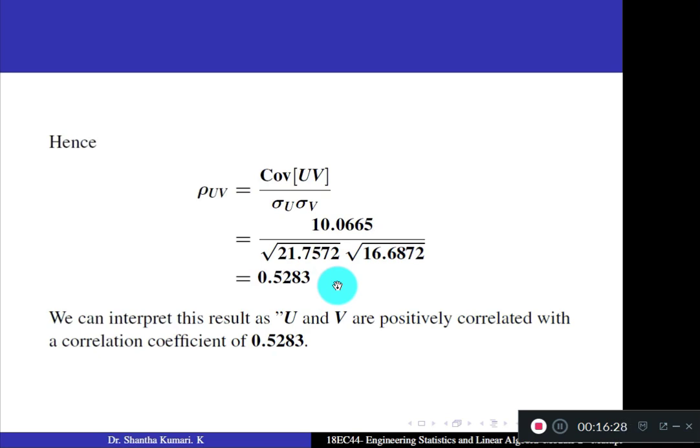So what can you interpret from this result? U and V are positively correlated. As I told you, coefficient of correlation value always lies in between minus 1 and 1. So here the answer is positive. So U and V are positively correlated with this coefficient of correlation. So in this problem we have taken zero mean random variables x and y. Okay.